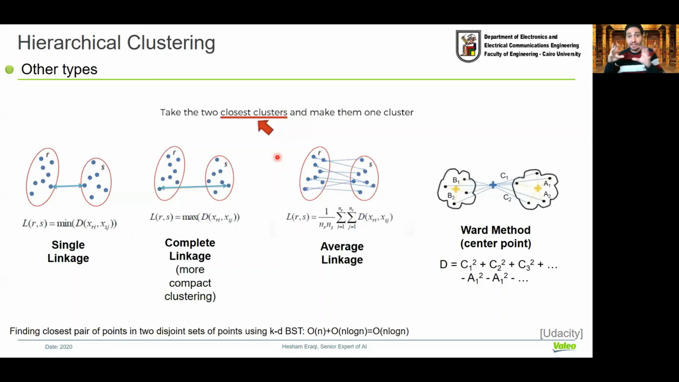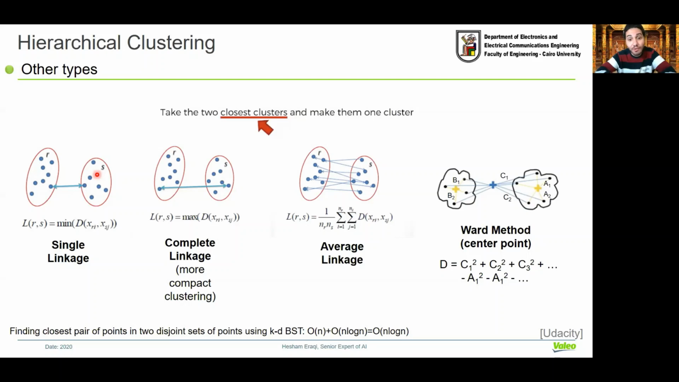In order to calculate the distance between two clusters, we have different criteria to achieve this. If you have two clusters, it's like having two disjoint sets of points. You might search for the closest pair of points and then calculate the distance between them, and you can use this distance as an indication of how far or close the clusters are from each other. If you do this, you are using single linkage hierarchical clustering, and you can solve this problem of finding the closest pair of points in these two disjoint sets of points using KD trees, the KD binary search trees, and you can calculate this in a time complexity of big O of n log n.